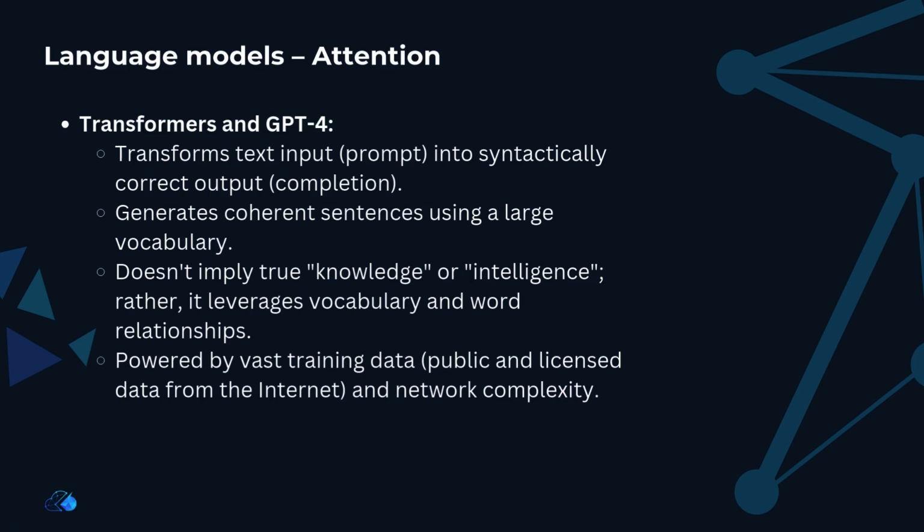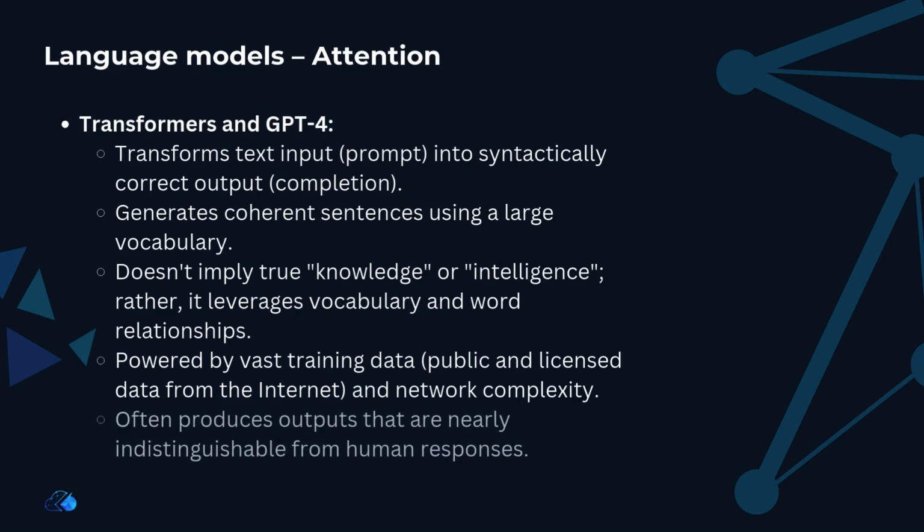What makes large language models like GPT-4 so powerful is the sheer volume of data on which they have been trained, public and licensed data from the internet, and the complexity of the network. This enables the model to generate completions that are based on relationships between words and the vocabulary on which the model was trained, often generating output that is indistinguishable from human responses to the same prompt.